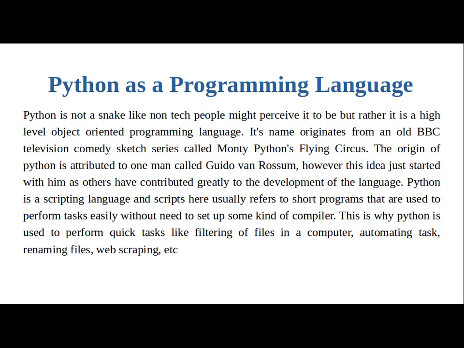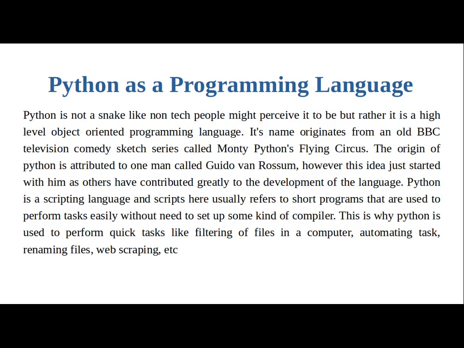Now, Python as a programming language originates from the old BBC television comedy sketch series called Monty Python's Flying Circus. The man whose idea brought about Python is called Guido van Rossum. Even though the idea of Python came from him, Python is open source. A lot of people have contributed greatly to the development of Python, not just him. Everything is attributed to him because he started the whole idea, but a lot of people have contributed greatly to the development of this programming language called Python.